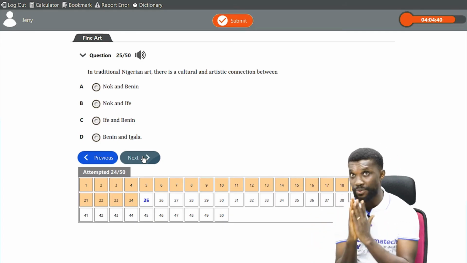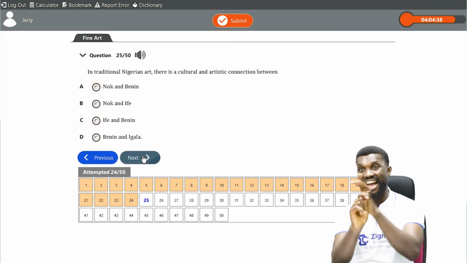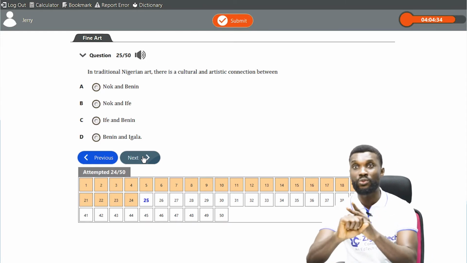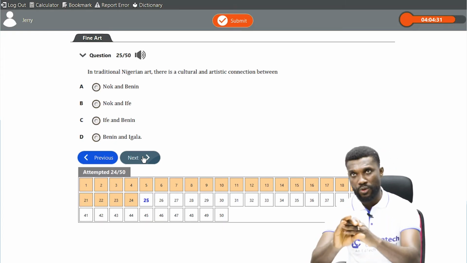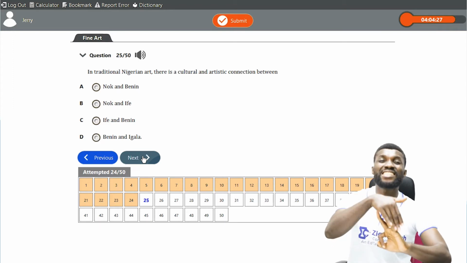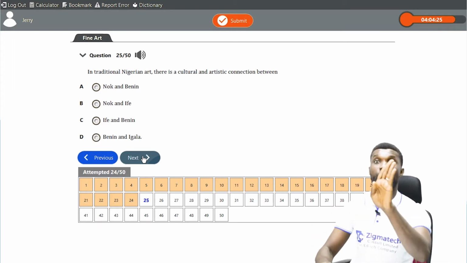Why the Ife art? Now, hear this. The Ife, they produce their works, they carve on stones. They make some of their works on bronze. And then they also carve on wood. So the Ife have three major materials that they work with. So therefore, there is no real similarity. The only similarity is that they also work with terracotta.